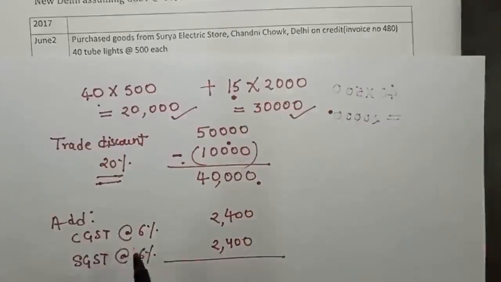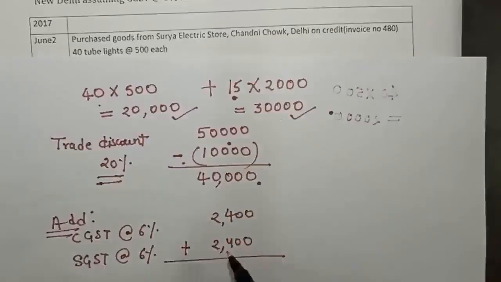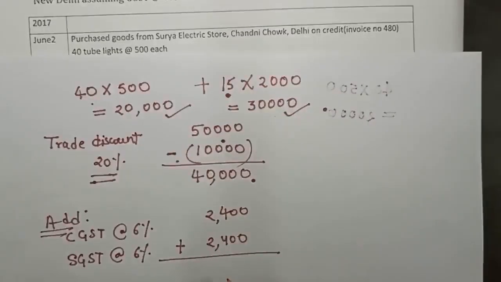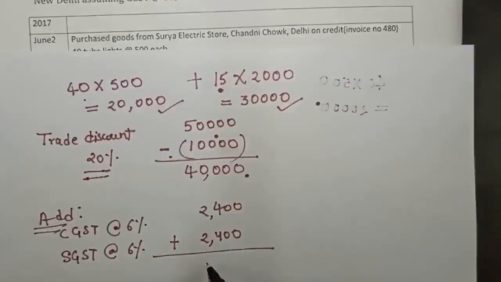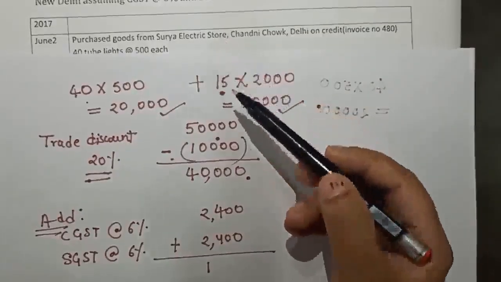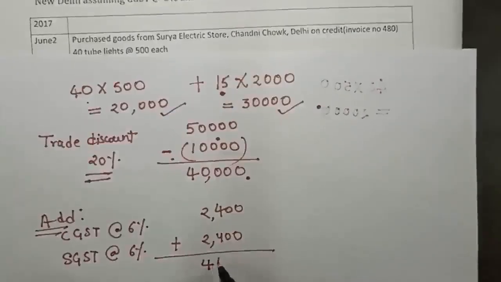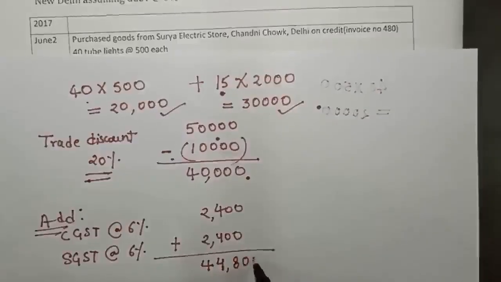2,400 CGST, 2,400 SGST, and what we have to do is add. इसे हम प्लस कर देंगे और इसको प्लस करने के बाद हमारा टोटल अमाउंट ऑफ परचेज हम फाइंड आउट कर पाएंगे. What we will have? The total amount of purchase from Surya Electric Store. सूर्या इलेक्ट्रिक स्टोर से हमने टेबल फैंस और जो ट्यूबलाइट परचेज की है उसकी टोटल कॉस्ट कितने रुपीज़ हुई? 44,800 rupees.